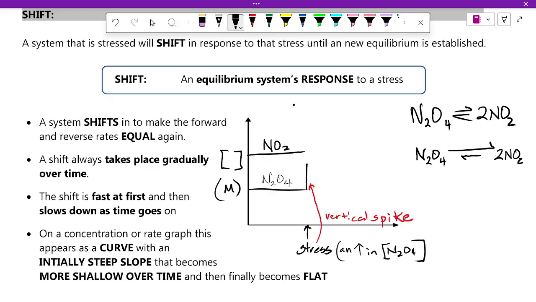So we've had our stress. What comes after the stress? Shift. Are shifts vertical or gradual? They are gradual. All right, so we're going to have our shift. And what's going to happen to the concentration of N2O4 at the beginning of the shift, while we are going forward faster than we are going backward? N2O4 is going to go down.